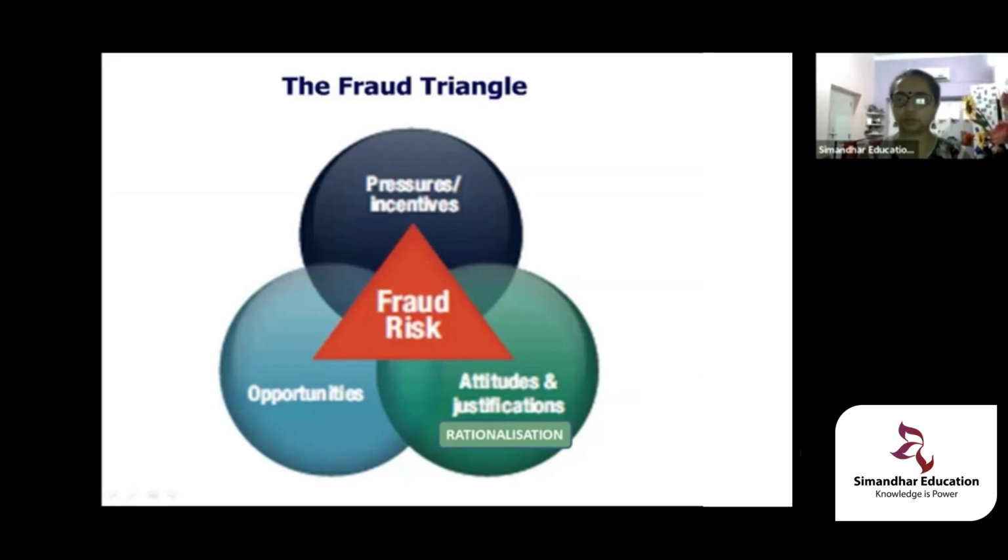Okay, so fraud triangle, what do you say? There has to be a pressure or there has to be an incentive for committing fraud. Okay, and then there should be opportunity. So first there should be a pressure or an incentive to commit fraud, and then there should be an opportunity to commit fraud. After that, there has to be a justification or rationalization. So to commit fraud, three things are required. So they say it is like a three-legged chair. So there is a stool standing on three legs. Okay. So those three legs are pressure and incentive, opportunity, meaning chance of doing fraud, and justification.